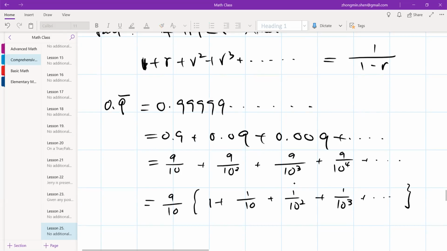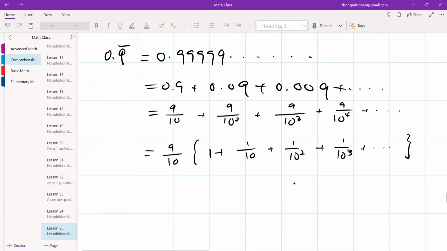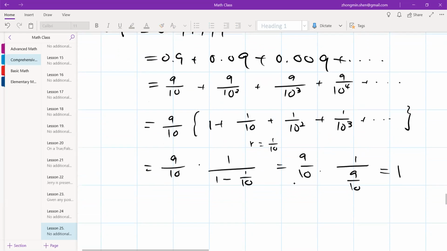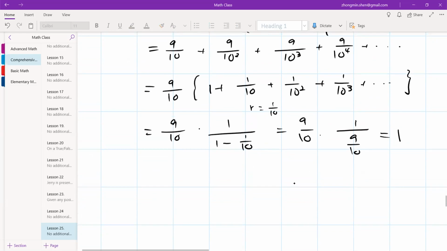So how do you understand the sum of the infinitely many terms? Right? This is going to be, r is going to be 1 over 10, right? So this is going to be 1 over 1 minus 1 over 10. All right, 1 minus 1 over 10, this is going to be 9 over 10. And that is going to be what? So 0.9 bar is nothing but what? Right.